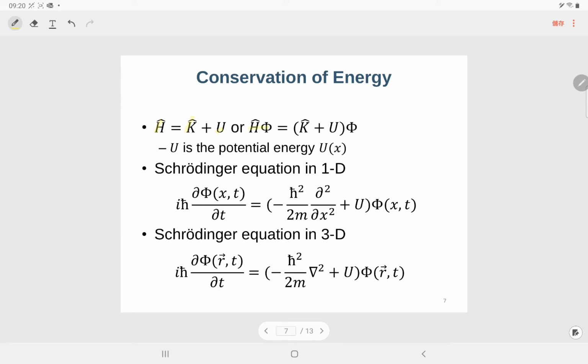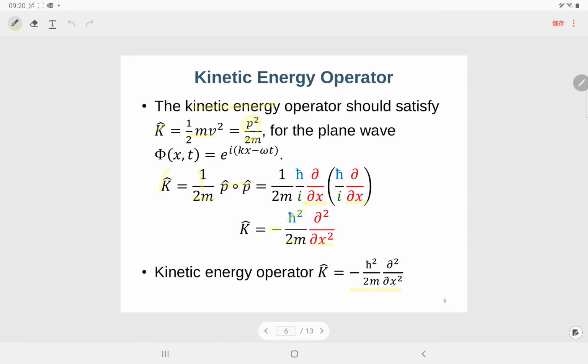So if we apply H and K plus U on the phi, they should be satisfied. U is the potential energy here. So the Schrodinger equation in 1D should be like this. And we just substitute H hat to be i h bar partial t. And then we also have a K hat. K hat is this one, so we put it here.